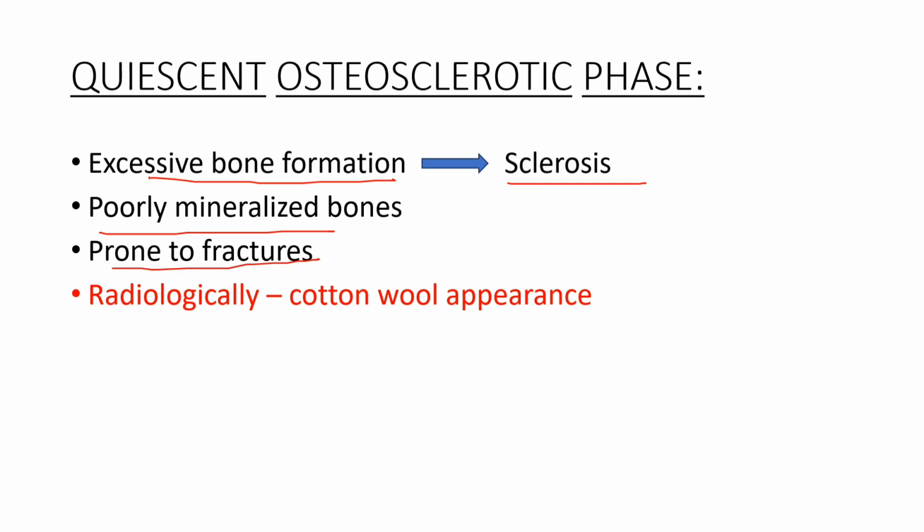In X-ray, you can see this as a cotton wool appearance. I have displayed a diagram in the next slide, don't worry. This is the skull of a person with Paget's disease. You can appreciate excellently the cotton wool appearance, that is the thready appearance you can see now, here and there.